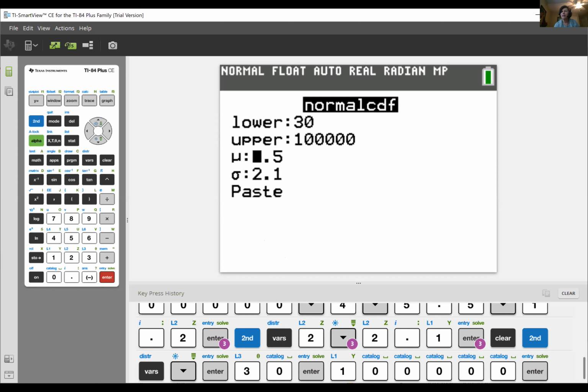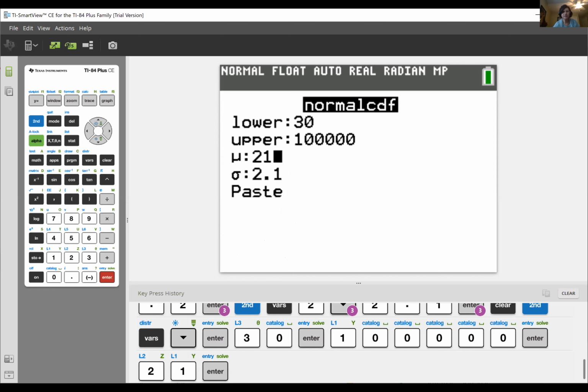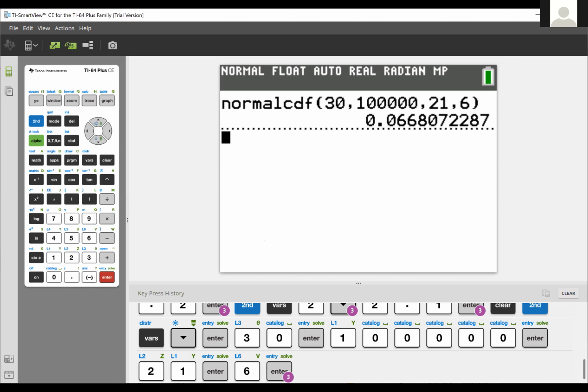What was our mean? Do you remember? 21. And what was our standard deviation? I think it was 6, wasn't it? Yeah, 6. So it looks like the answer would be what? 4 places to the right. 0.0668. Okay, let's try that and see.